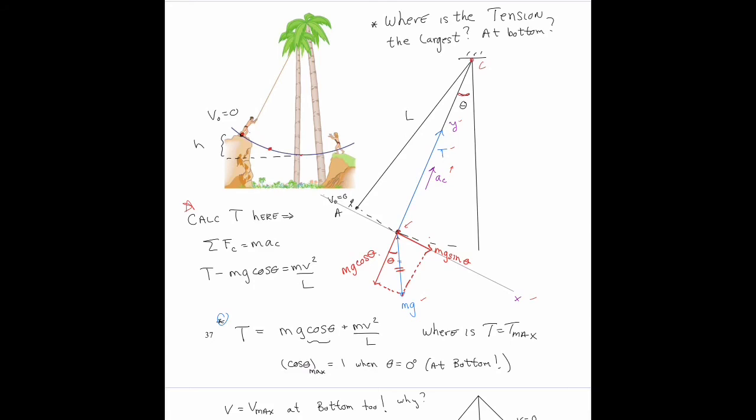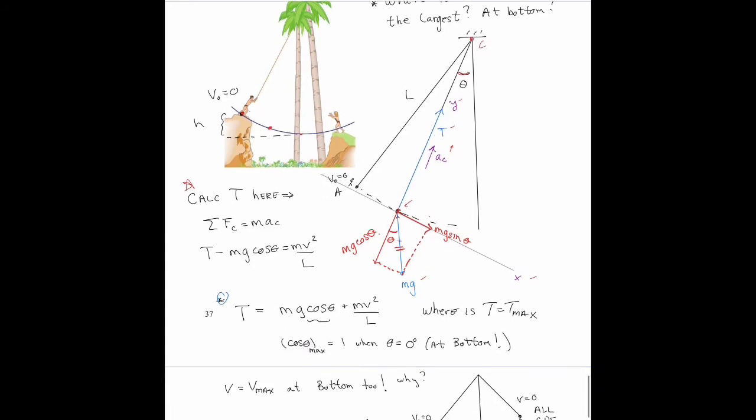Then I apply F equals ma in the centripetal direction. So I have T points inward, mg cosine theta points away, and that's equal to mv squared over L, because he's moving in a circle of radius L. L is the length of the vine. So I solved this for T. This is the tension at any place when he's swinging.